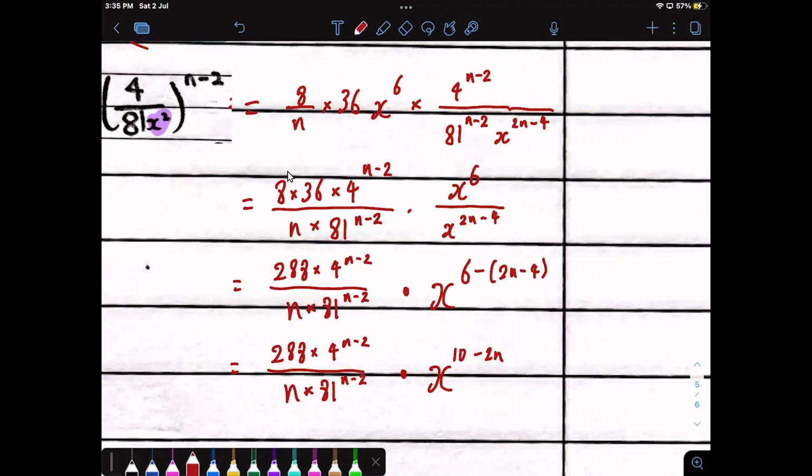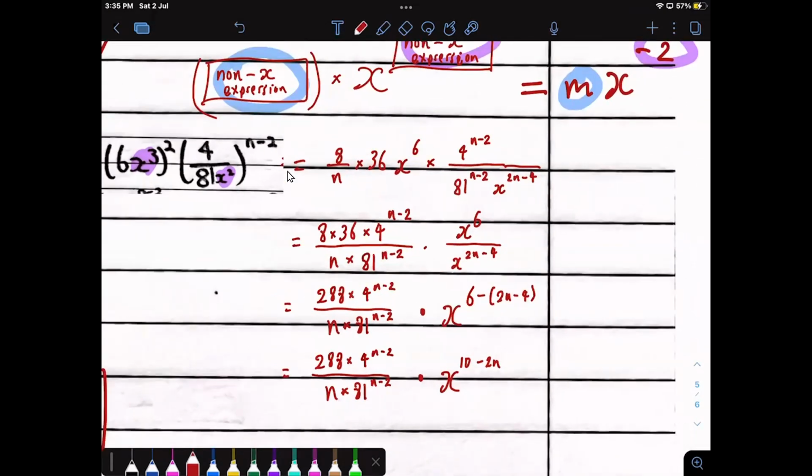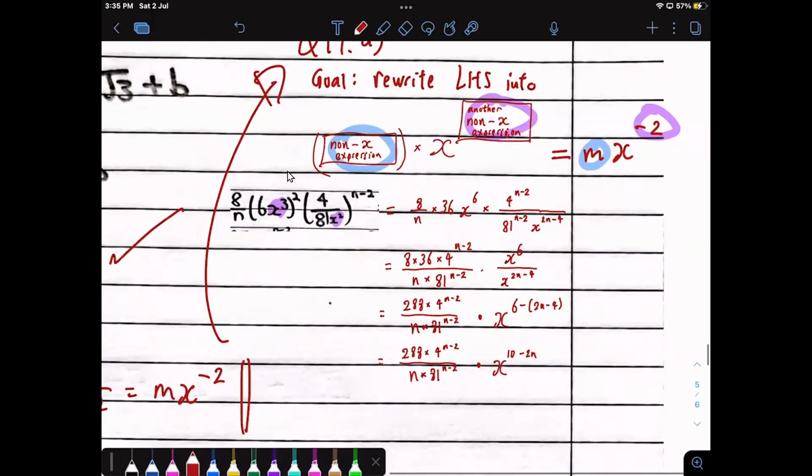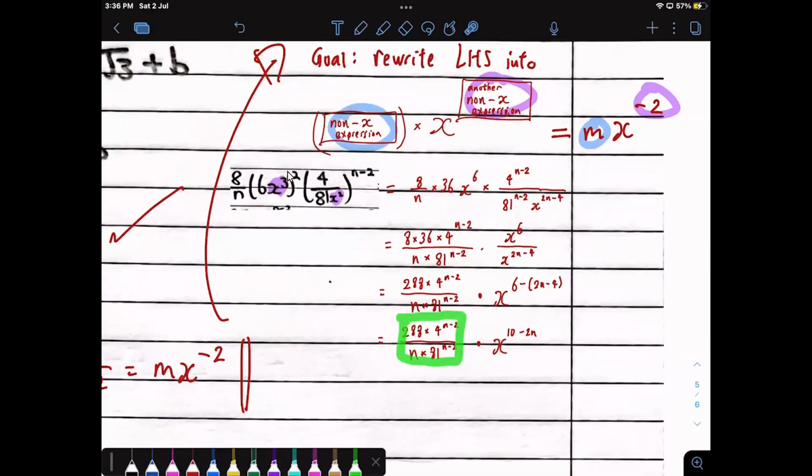Okay, Ken. So now that we've got this in the following format, some non-x expression multiplied by x raised to the power of another non-x expression, we can compare with our m x power -2. Which one do you think you want to work with? The blue one first or the purple one? Which looks simpler? The purple one. So if we compare the purple ones, what do you notice? 10 minus 2n must be equal to -2.